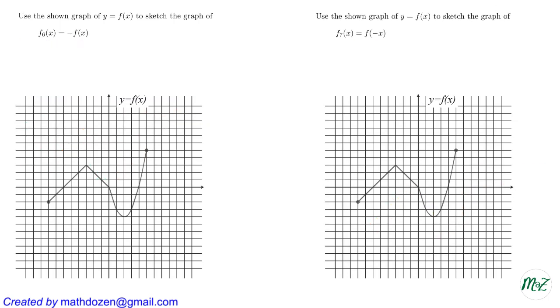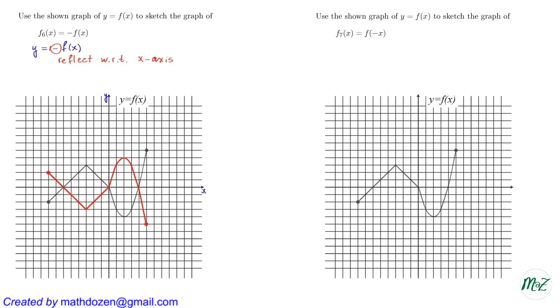We're going to work on making the graphs of the following 2 modified functions using the graph of the original function y equals f of x. So for the first one, we have f6 of x being equal to negative f of x. So we're trying to graph y equals negative f of x, and this negative in front of the function is responsible for the reflection with respect to the horizontal x-axis. So we just need to take the original curve and reflect it with respect to the x-axis. Everything that was below is going to be above, and everything that was above is going to be below.